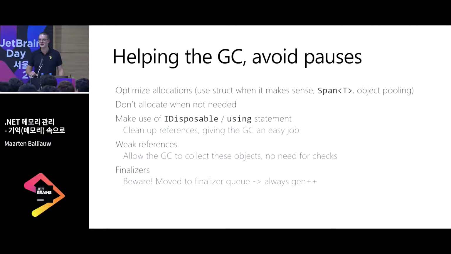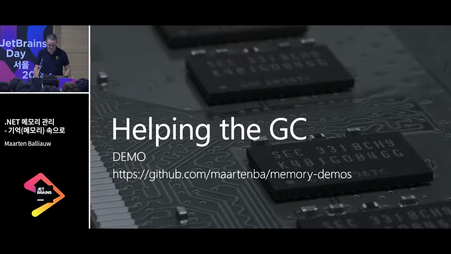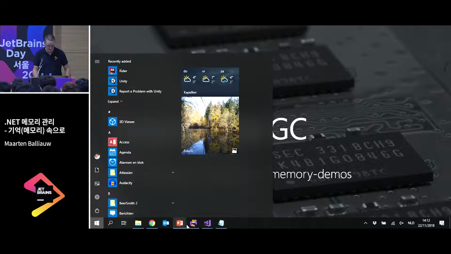Finalizers is another technique that you could look at, but I would say beware of finalizers because finalizers are the latest moment in the garbage collection process where you can do some cleanup of the objects, which means if you do something wrong in a finalizer, you may introduce a big memory leak because the object may never go out of memory if you do it there. So with that, let's see how we can help the garbage collector.